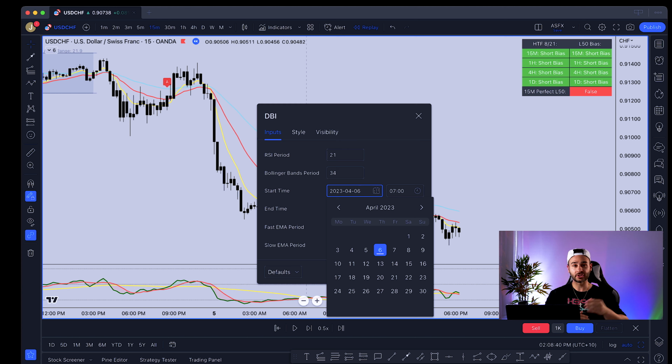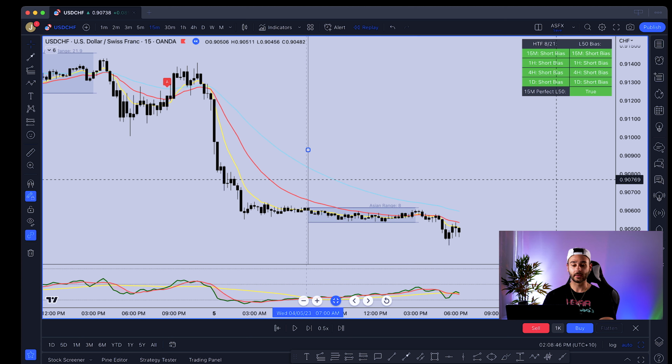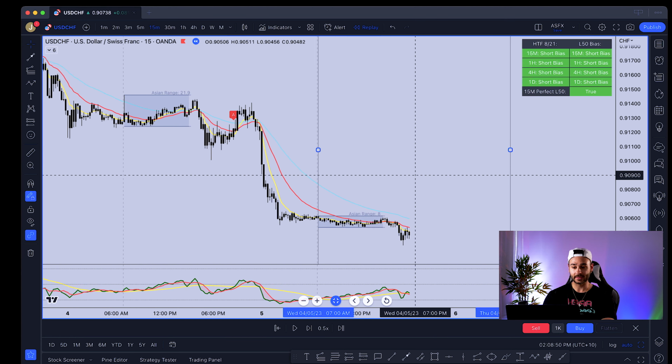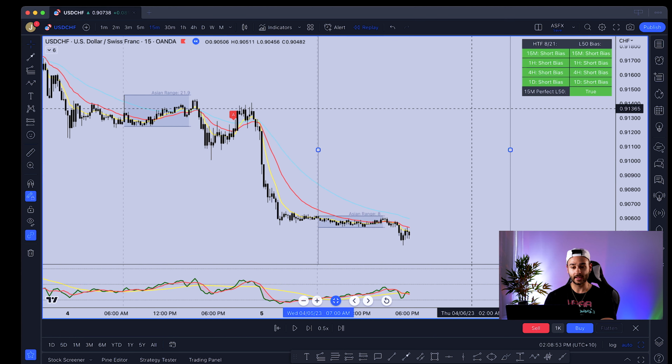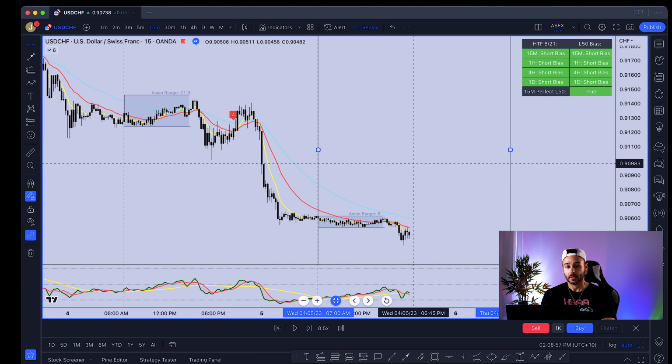By default, it's just the trading day. So if I go from the 5th to the 6th here, it will then be true. If I click on the indicator here, you can see two lines, one there and one there. That is the full trading day based on my time zone. So let's go through the trade recap.